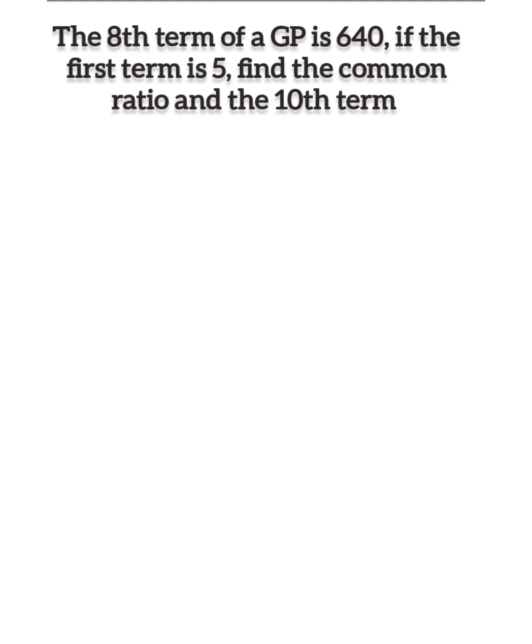Example 2. The 8th term of a GP is 640. If the first term is 5, find the common ratio and the 10th term. So let's solve this problem. In the problem, we are told that the 8th term is equal to 640. The first term is equal to 5. So we have to find the common ratio. We also have to find the 10th term.